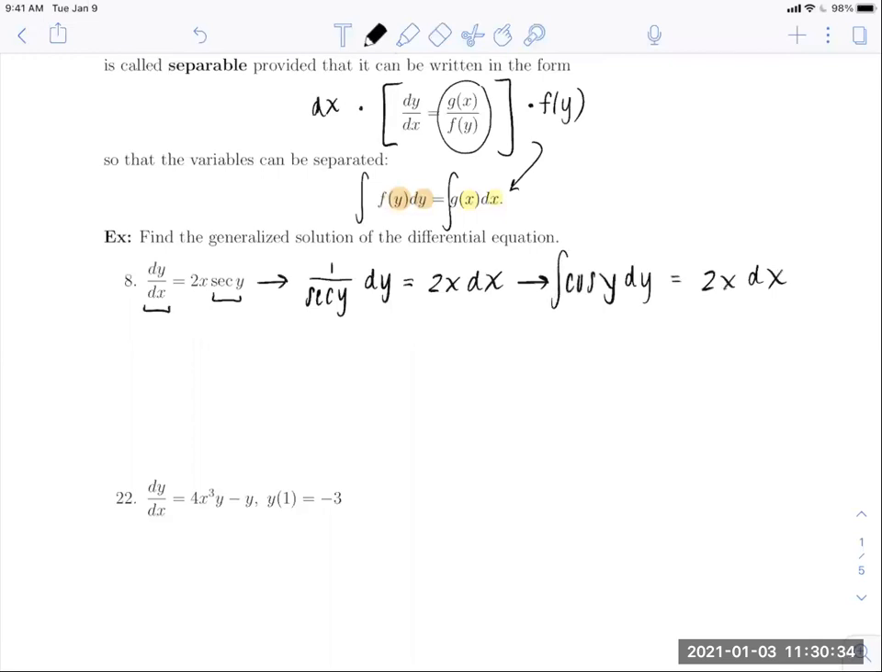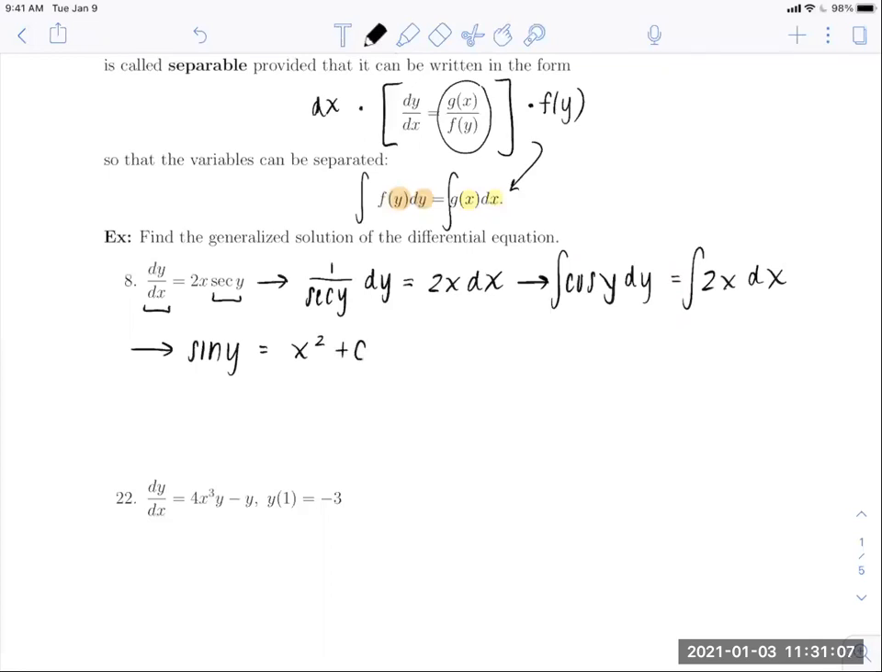I can now integrate both sides with respect to the appropriate differential. The integral of cosine is sine, and the integral of 2x is x squared. Now, these were indefinite integrals, so you need to make sure to include your plus c for a constant of integration. Technically speaking, you could put a c on both sides of the equation, but that would be kind of redundant because we could just move one of those constants of integration over to the other side and combine it with the other constant of integration.